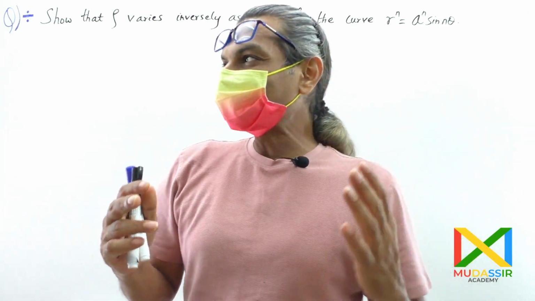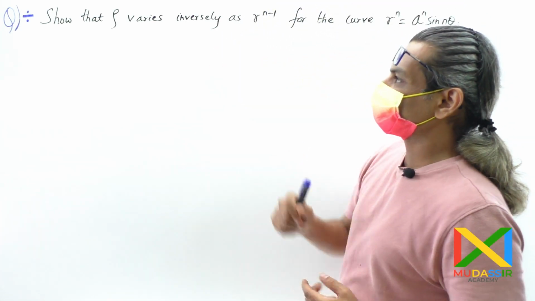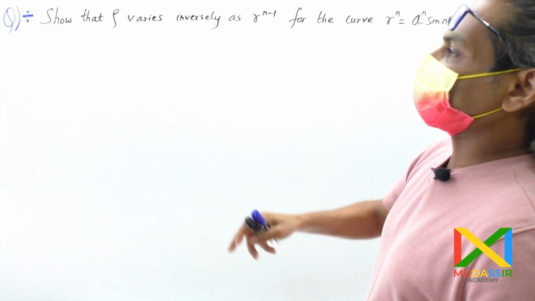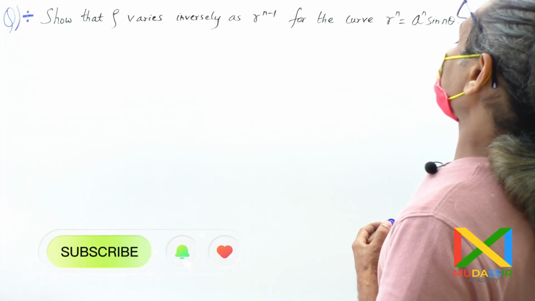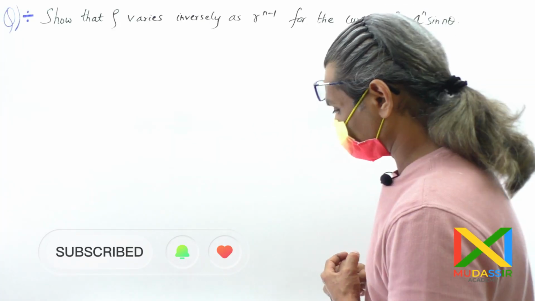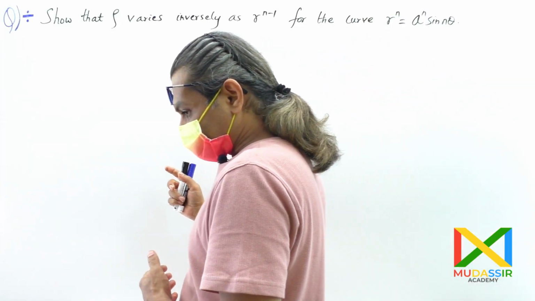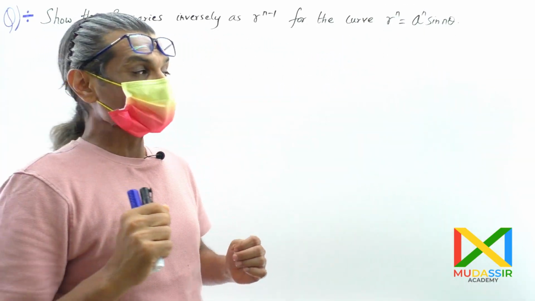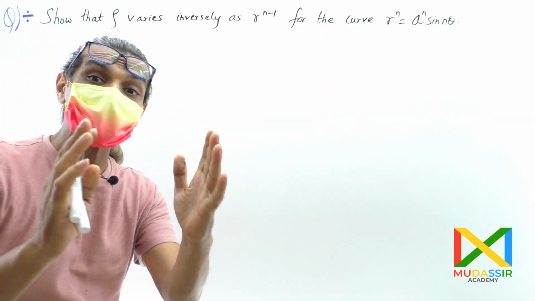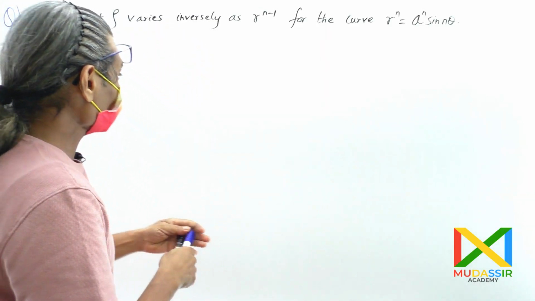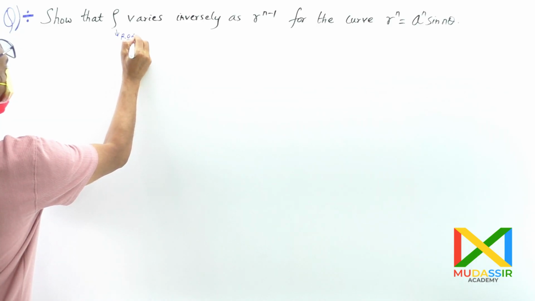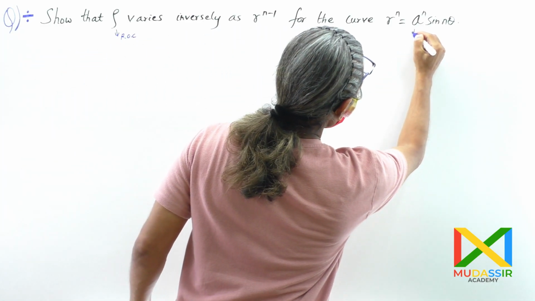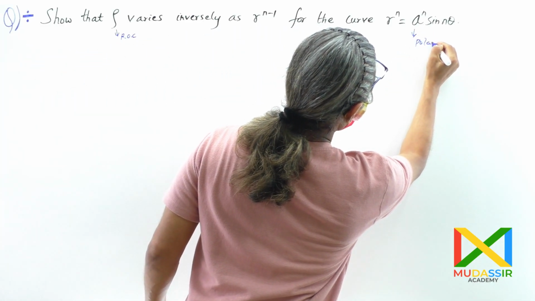Hello friends, in today's video I will be solving this interesting problem: show that rho varies inversely as r^(n-1) for the curve r^n = a^n sin n theta. This problem is from Differential Calculus, Polar Curves. Here, rho is the radius of curvature, and this is a beautiful polar curve.